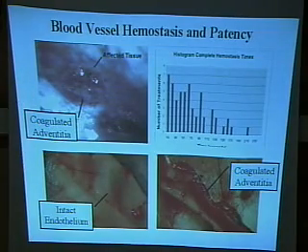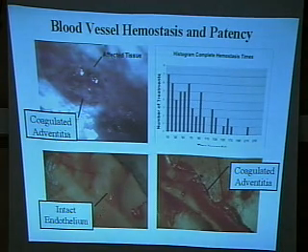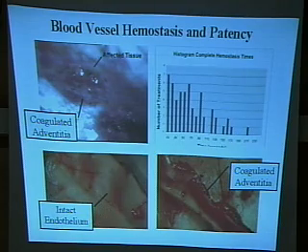So, again, looking at parameters that we always have to look at, what's happening to the vessel, what's happening to the intima. Why would that be important?